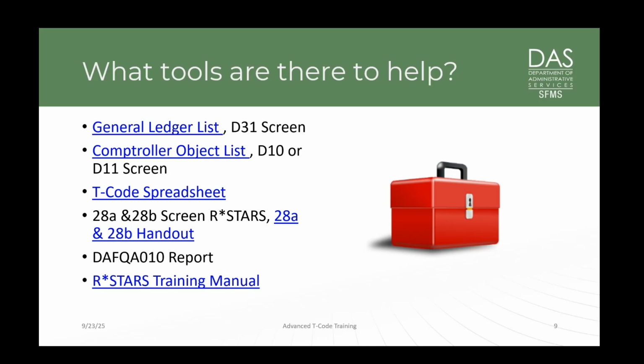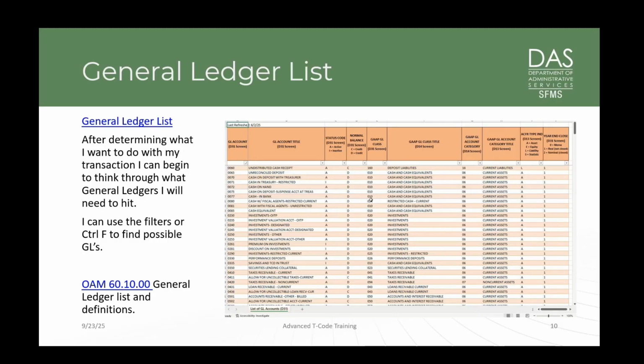So instead of just naming off a list, let's look at some of those individual pieces and talk about what they are and how you might use them. So the general ledger list. So we've thought about what's happening in our transaction, and we've determined maybe what we need to do with it, and maybe we've determined an ideal general ledger account that we need to hit. Or we're just going to begin to think through it.